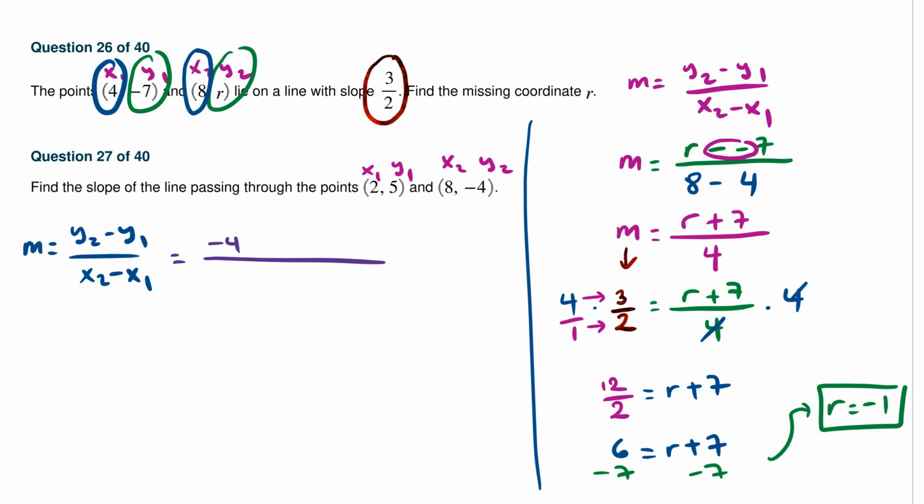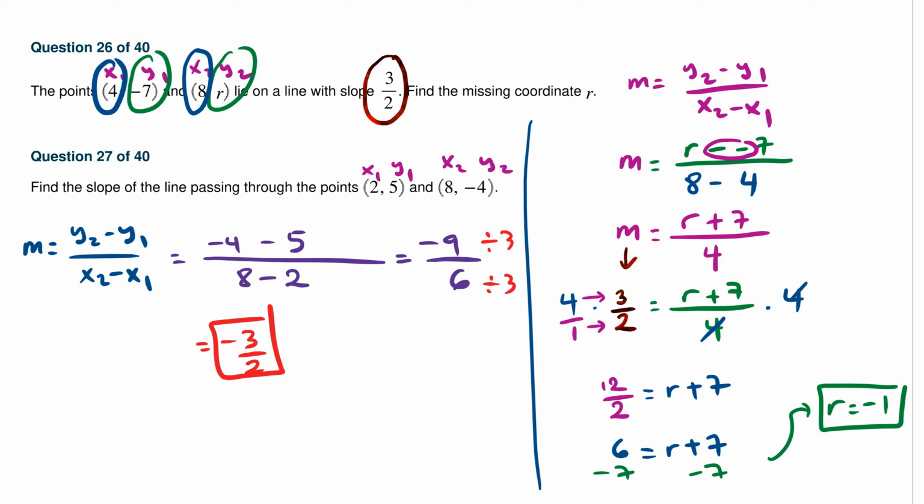We're going to plug them in. y2 is negative 4 minus 5, and x2 is 8 minus 2. Negative 4 minus 5 is negative 9. 8 minus 2 is 6. Then we can reduce by 3. That gives you negative 3 over 2 as the final answer.